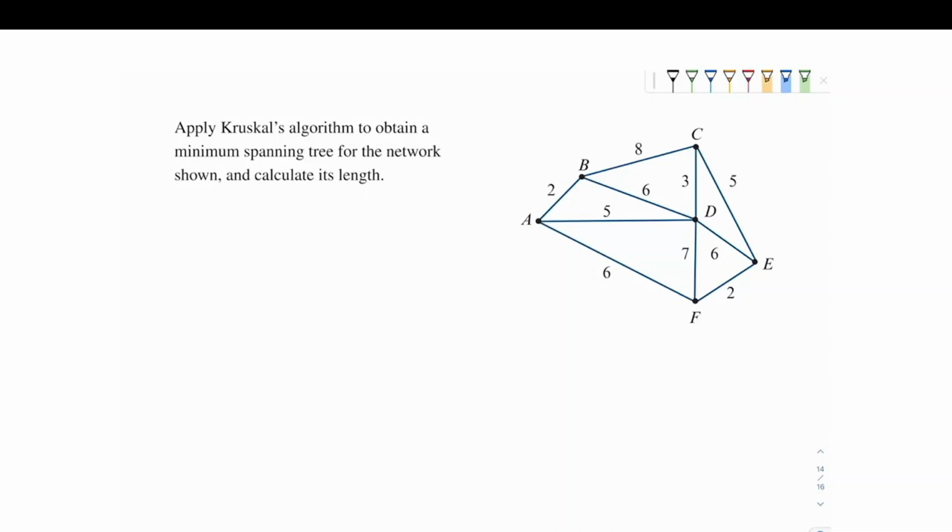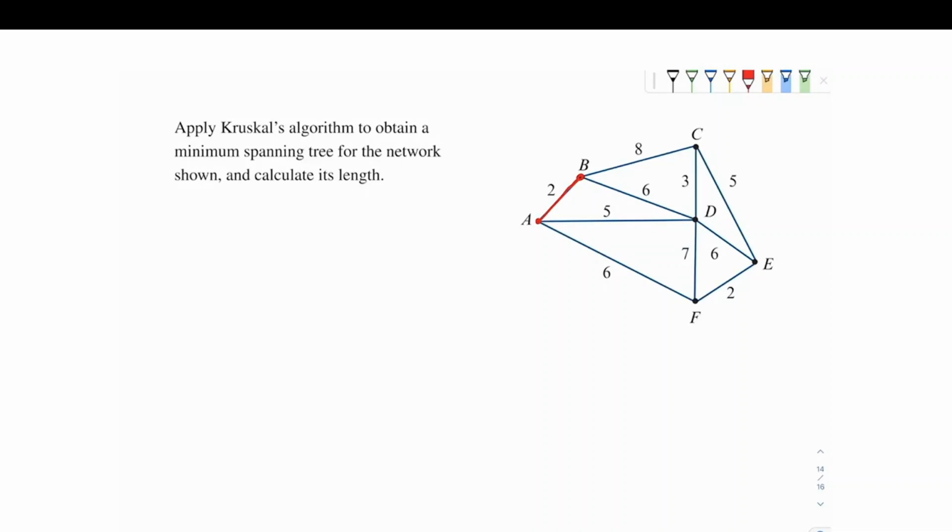Let's look at our graph over here. On the graph, you can see that the weights are marked in, and the smallest one is 2. And it happens to be that we've got exactly 2 edges that are of weight 2. So we can start with either one, it doesn't matter which one. So I'll start with this one over here, so A to B.